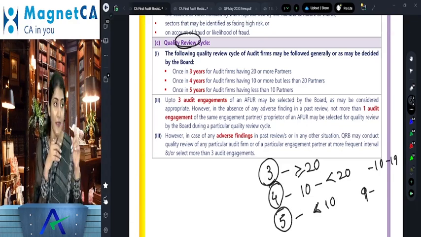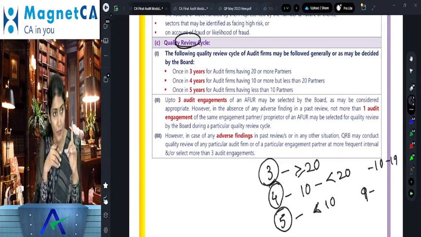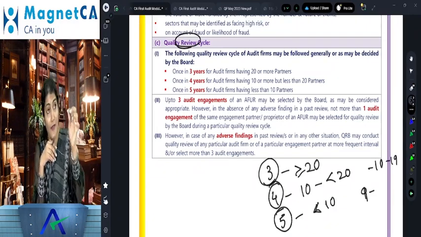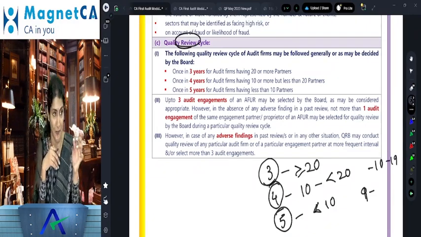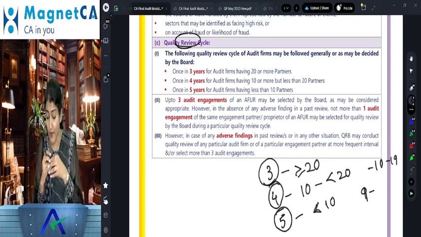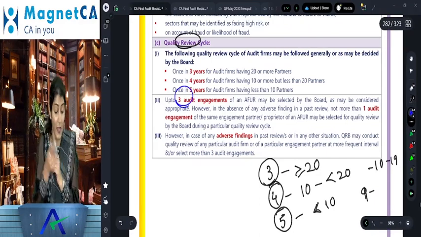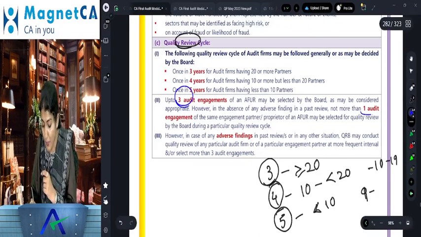20 or more partners, then your firm's quality review is at least once in 3 years. 10 to 19 partners, once in every 4 years. And less than 10 partners, that means up to 9 partners, once in every 5 years. Okay. Now, once a particular firm is selected, of that firm, what does it say? Maximum how many audit engagements can be selected? 3. And of one partner, maximum how many audits can be selected?